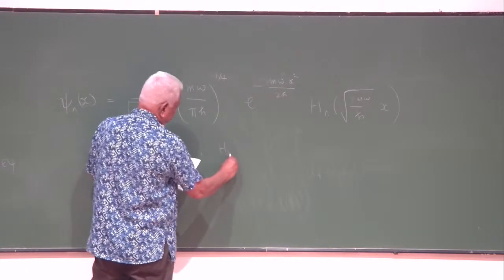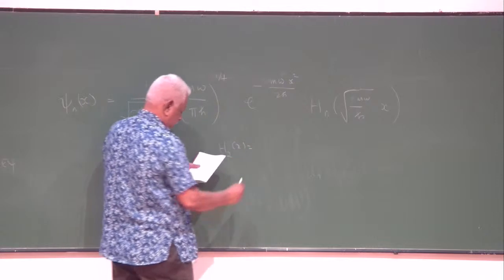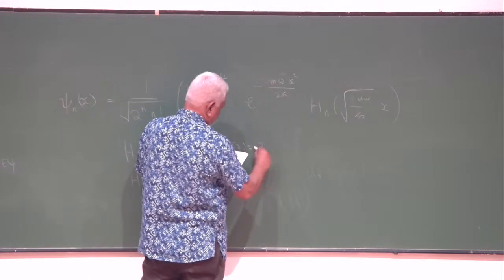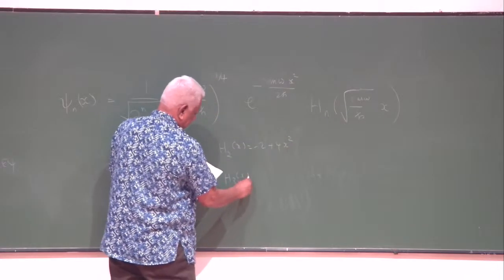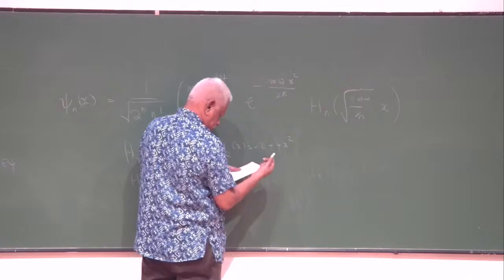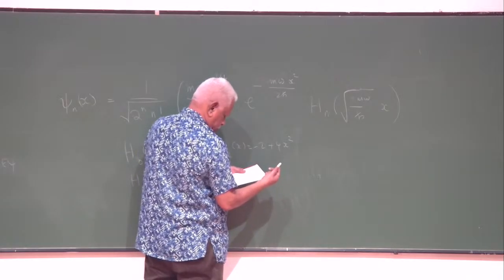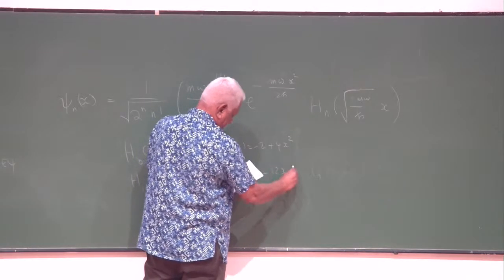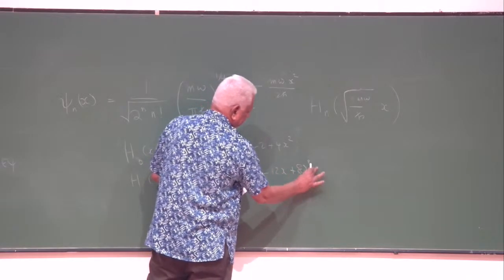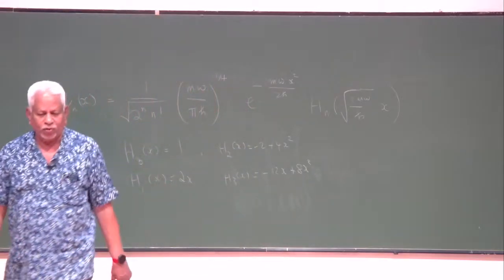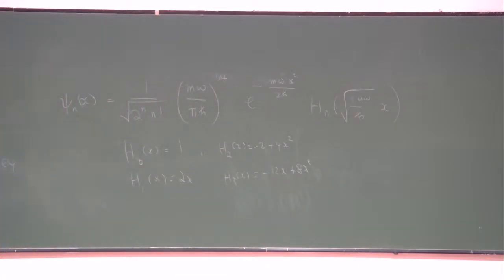and H2 of x is minus 2 plus 4x square, H3 of x is, I suppose, minus 12x plus 8x cube. I have given the first 4 values 0, 1, 2, 3, but the number will go on up to infinity. N can go from 0 to infinity. That is the way of the harmonic oscillator.